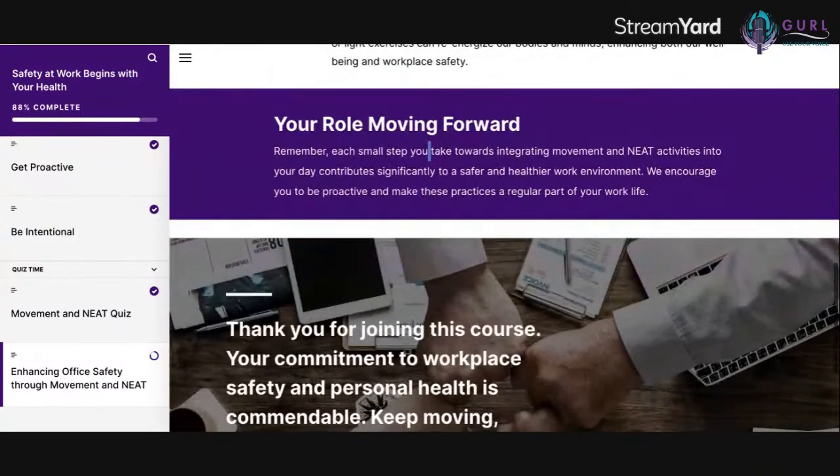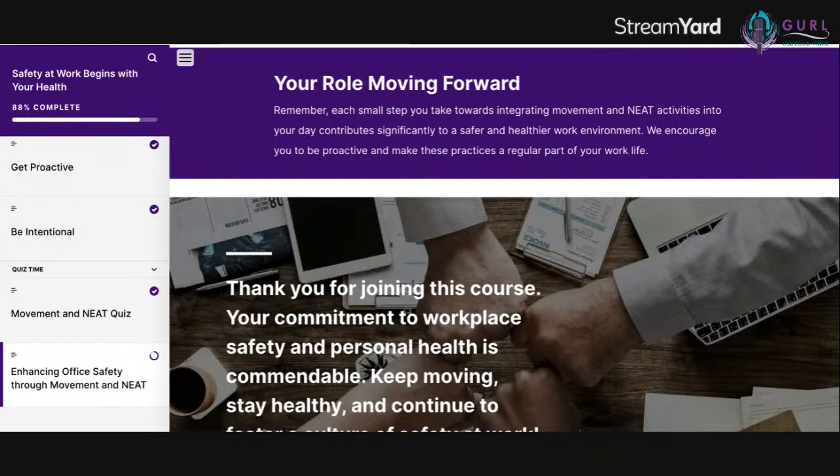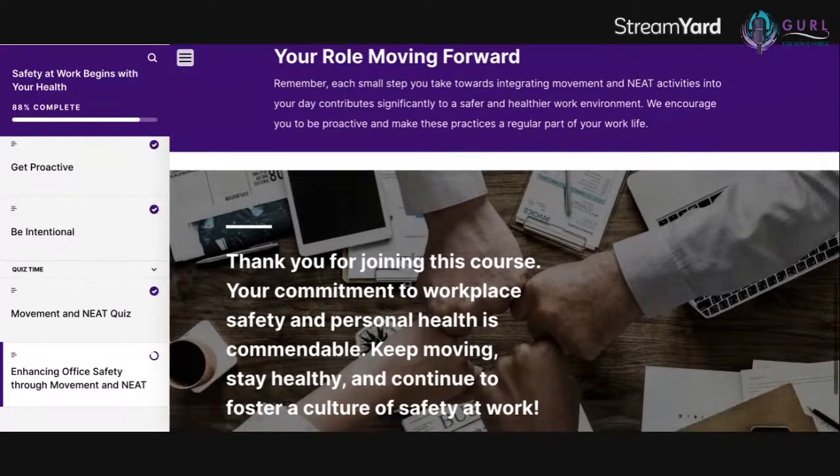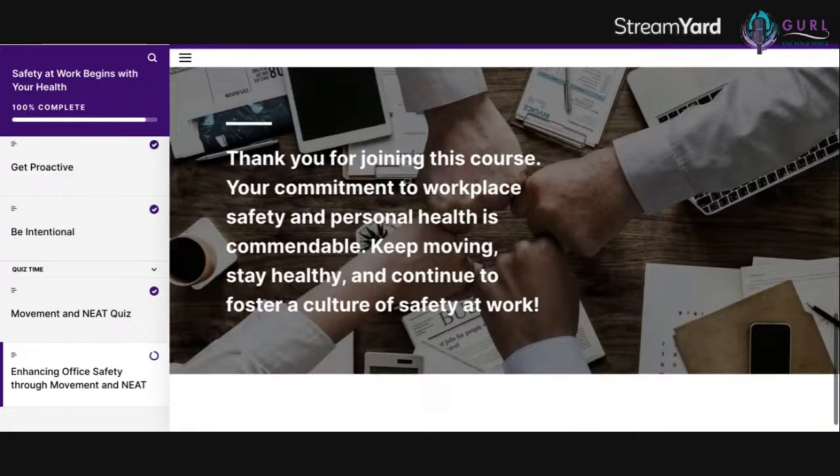And so, we gave a takeaway from the course, but it's also about what you do with this afterwards. Your role moving forward is to remember that each small step you take towards integrating movement and NEAT activities into your day contributes significantly to a safer and healthier work environment. We encourage you to be proactive and make these practices a regular part of your work life.